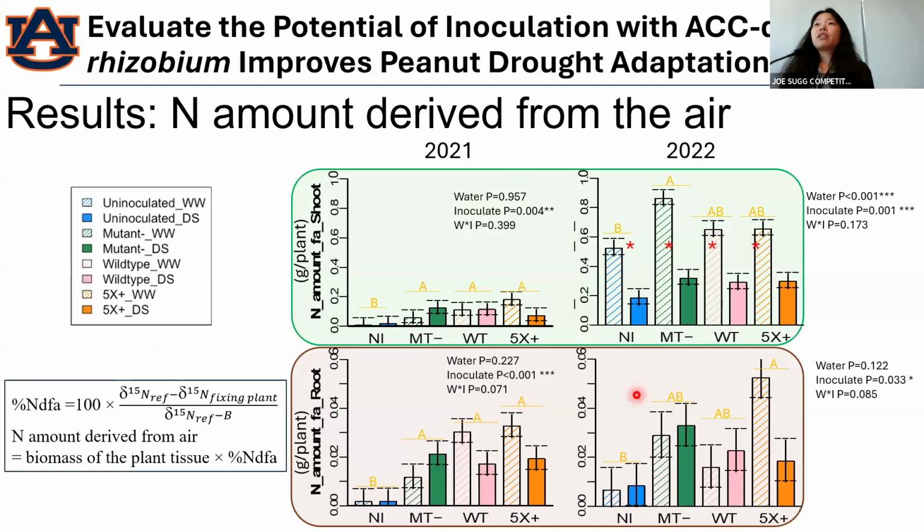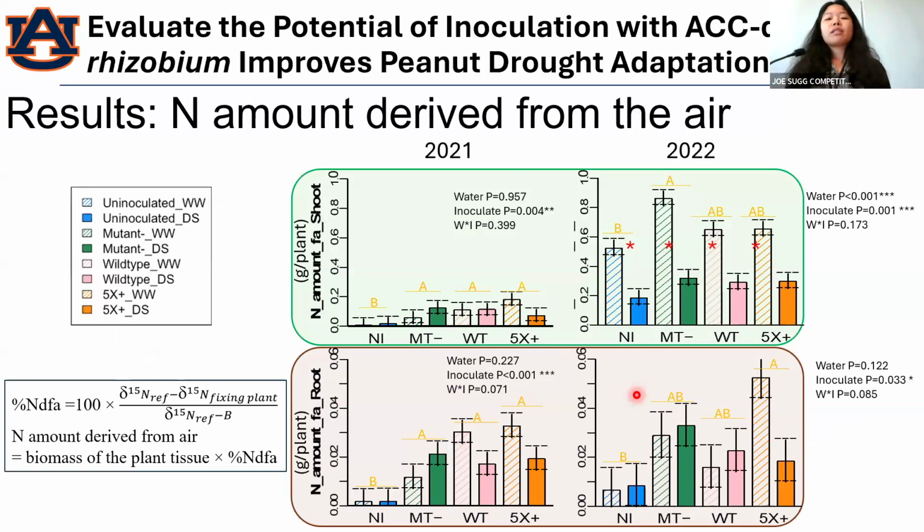Later, we calculated the nitrogen amount derived from the air, and it's calculated by multiplying the biomass of the plant tissue with the nitrogen derived from the air. The special thing for this experiment is that to calculate the nitrogen derived from the air, we obtained our own B value by planting the peanut in pots in our greenhouse without providing any nitrogen source.